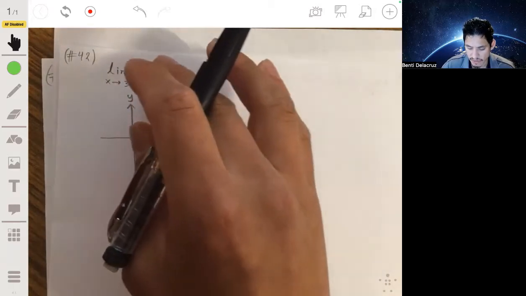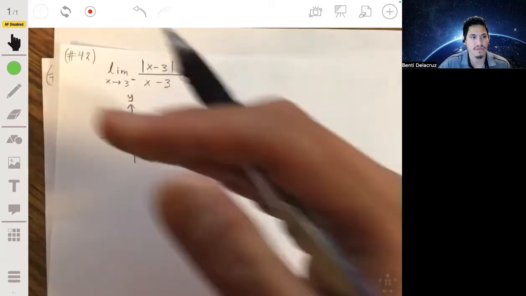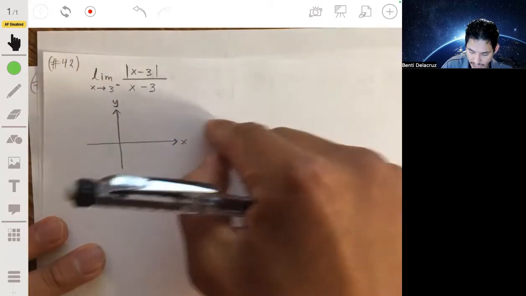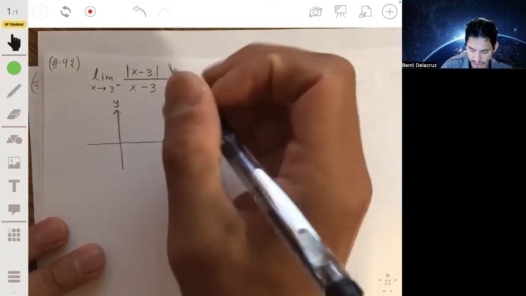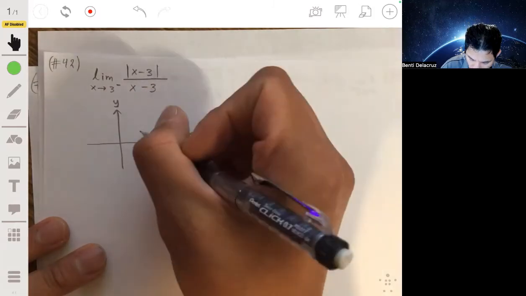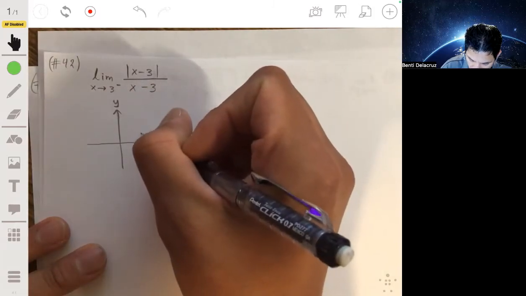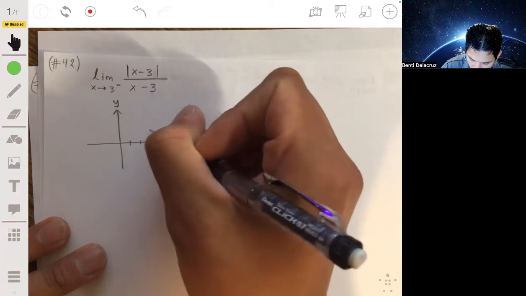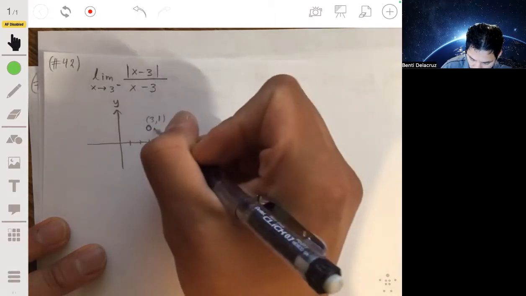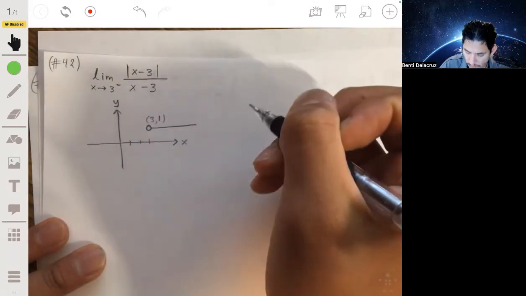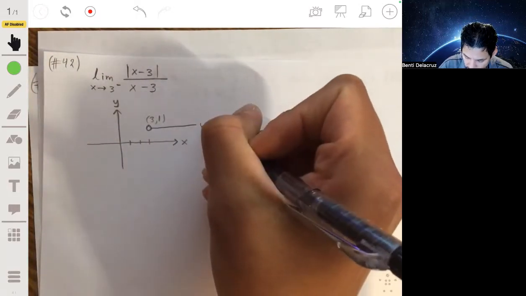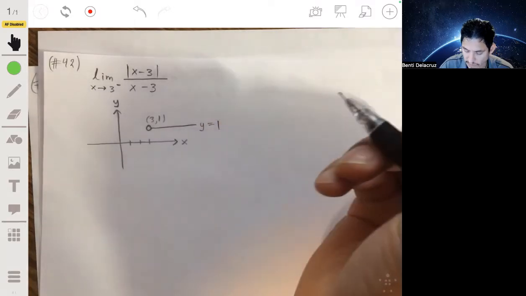this is just the absolute value of x minus 3 over x minus 3. You're just going to have 2 horizontal lines at negative 1 and positive 1, and they basically meet at x equals 3. So you're going to have a hole at (3, 1). You're going to have something looking like this. On the right side, the graph is just the line y equals 1.